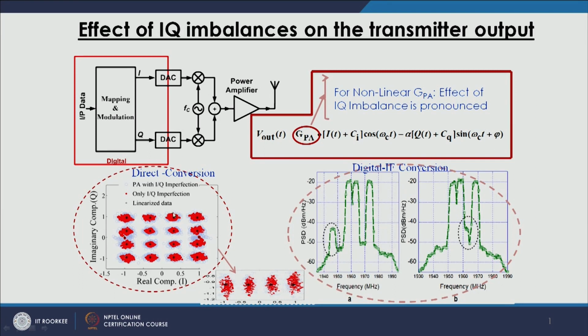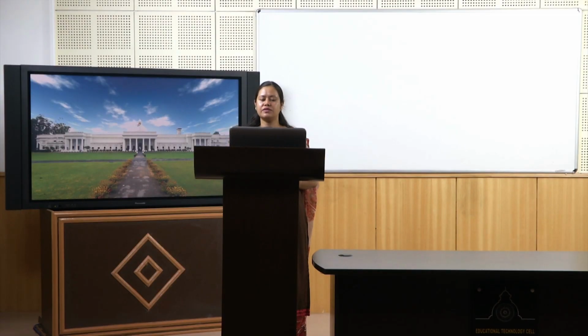If this data is passing through the power amplifier, then this power amplifier with the IQ imperfection is given by this blue colored data, and you can see it is even more distorted. So, of course, the impact of PA nonlinearity as well as IQ imbalance is more detrimental on the signal quality. Now, what will happen if it is not homodyne and digital IF is there?